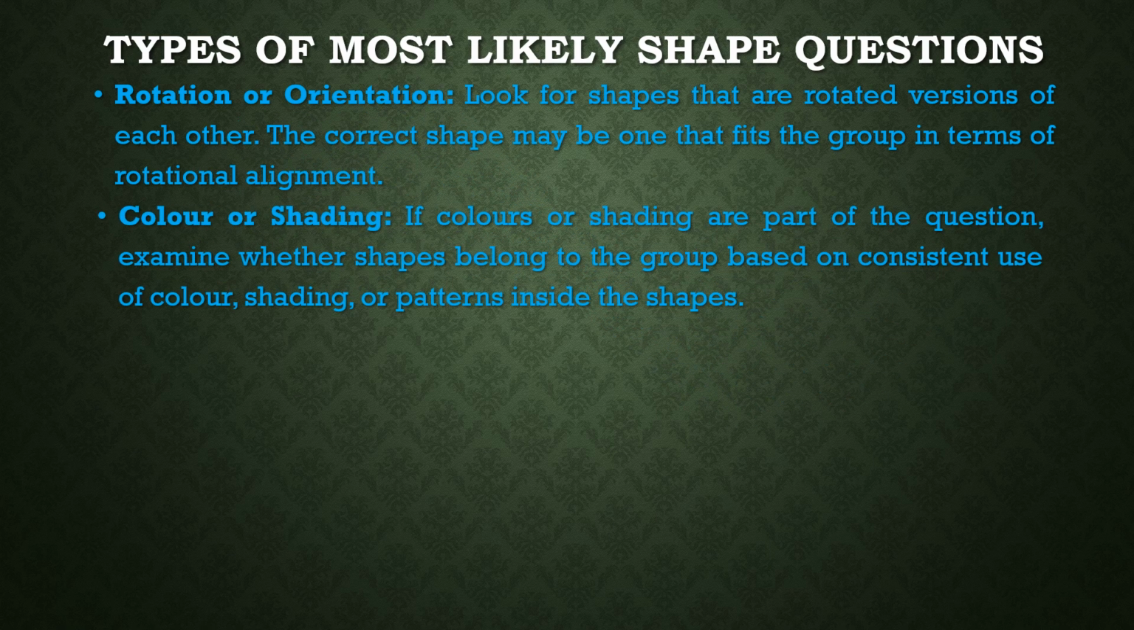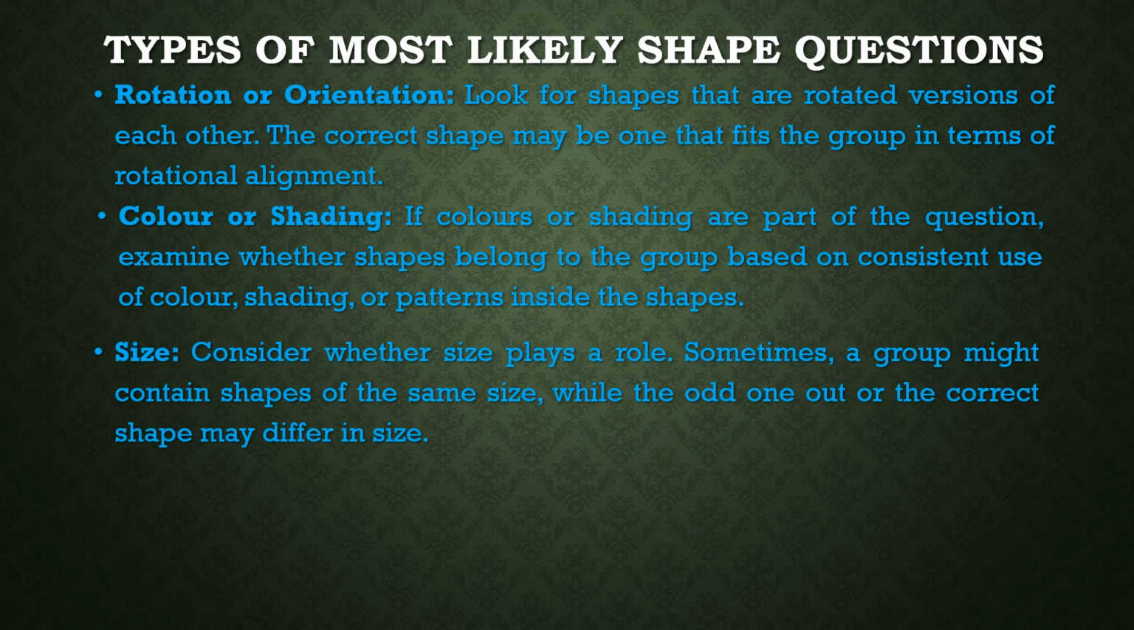We have also seen questions coming from color or shading. If color or shading is part of the question, then we need to examine which shape belongs to the group based on the consistent use of color, shading or pattern. In terms of coloring, it could be transparent, gray, dark black, or we could also see hatched ones as well. There are questions related to size. We need to consider whether the size follows a pattern in the two sets, and based on that figure out which shape is the most likely one.